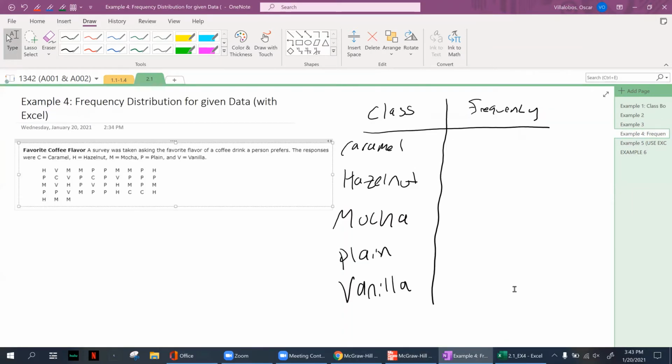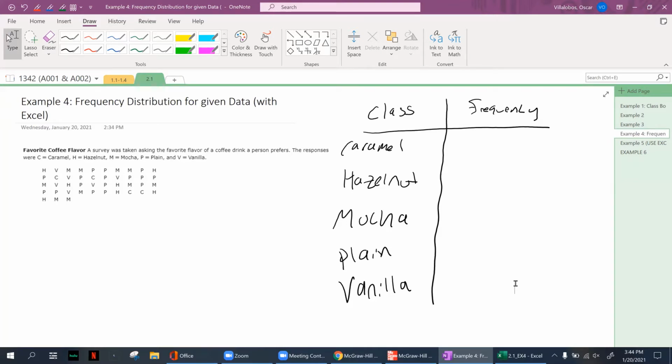Okay, now let's jump to frequency distribution for given data. Here, a survey was taken asking the favorite flavor of a coffee drink a person prefers. The responses were C for caramel, H for hazelnut, M for mocha, P for plain, and V for vanilla. Your classes are the different flavors, how I have them written here in the first column. Your frequency is how many there are, how frequently that flavor comes out.